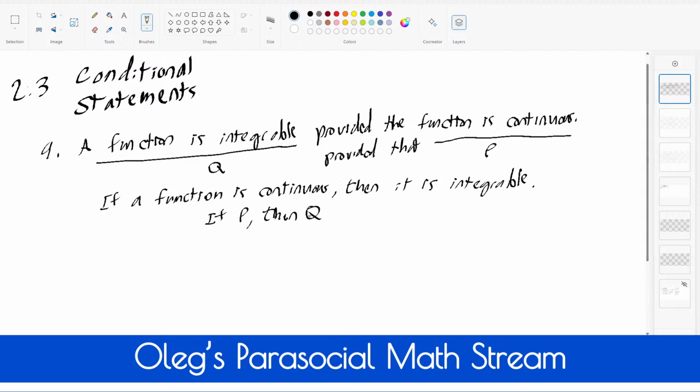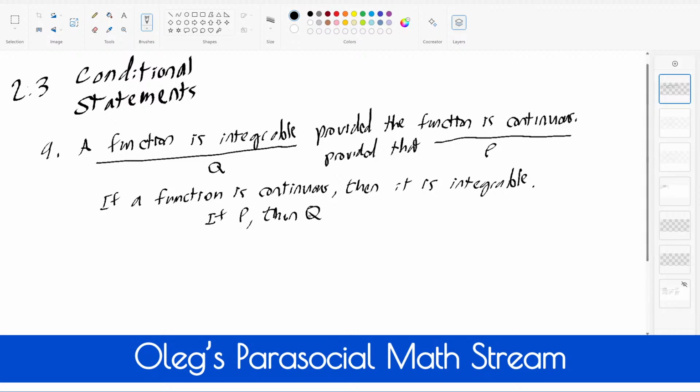All right, let's double check the work. A function is integratable provided that the function is continuous. They didn't use "provided that," but "provided" here in the structure of it lends me to believe that's what they're going for. We could have easily fit that in there, and it still makes sense in the form of English. As an English sentence, it would totally work. Then we rewrite it after we've established which is P, which is Q, in the form of if P then Q. If a function is continuous, then it is integratable.